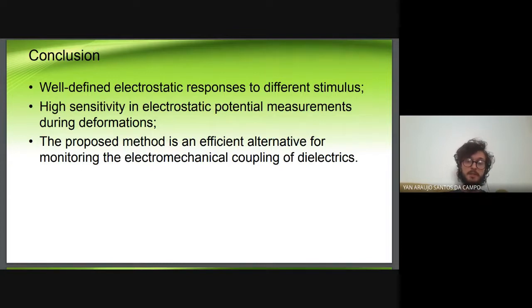Thus, the electrostatic Kelvin method presents a robust and effective alternative protocol for flexoelectric characterization, making possible non-contact and non-destructive real-time monitoring of electromechanical couplings in dielectrics.